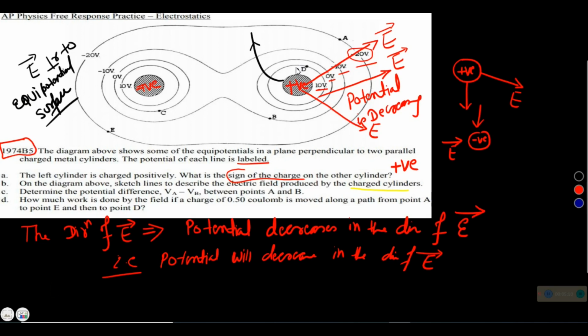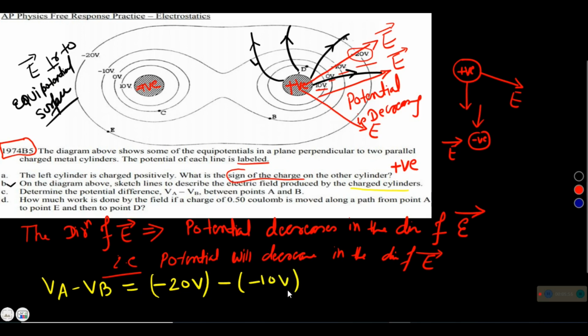Since this is positively charged, the electric field lines will be in the outward direction, kind of like this. Electric field lines should be perpendicular to the equipotential surface. So our second question is completed. Now determine the potential difference VA minus VB. It's so simple. VA is minus 20 volt, minus VB, which is minus 10 volt. So the answer will be minus 20 plus 10 volt, which is equal to minus 10 volt. This is part C.